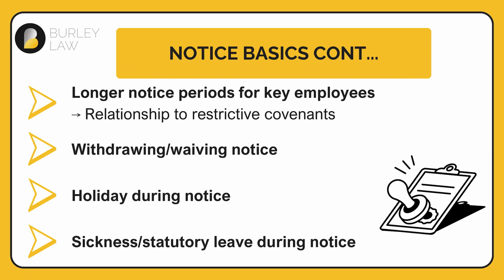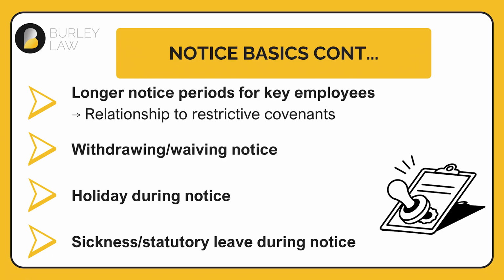For more key and senior individuals, you might be looking at 6 months or even 12 months for the very senior people, chief execs, for example. And there is a relationship to be had here with restrictive covenants. So restrictive covenants may appear in your contracts of employment already, or you may be thinking of using them for particular employees. Again, they shouldn't be used as a sledgehammer to crack a nut. They're not a blanket thing to put in every contract. They must be tailored to individual roles.